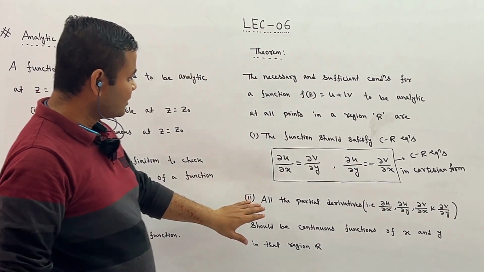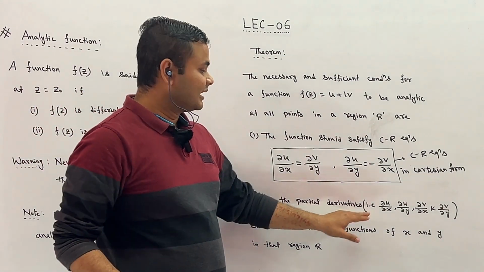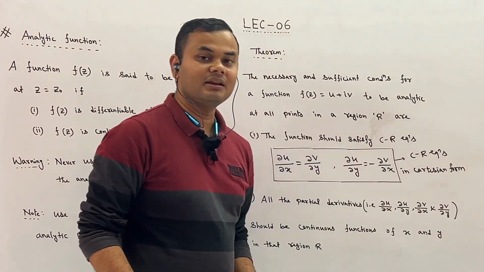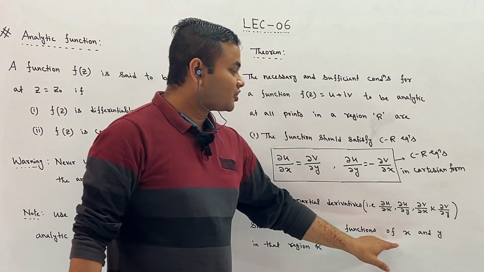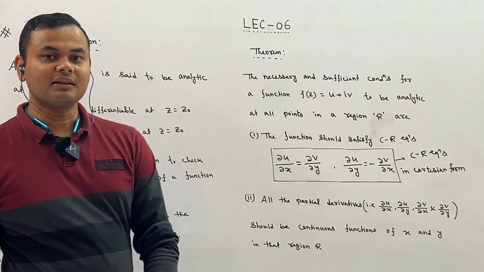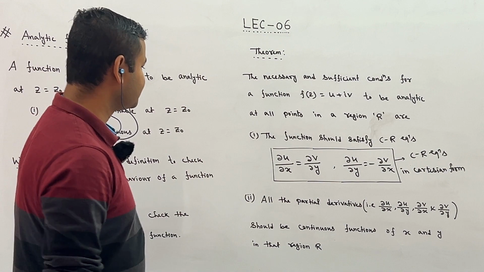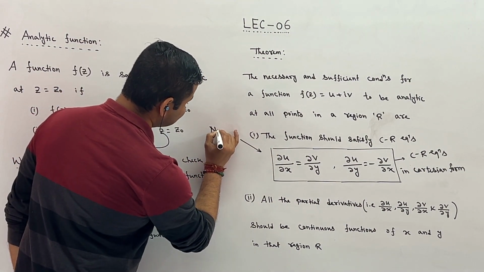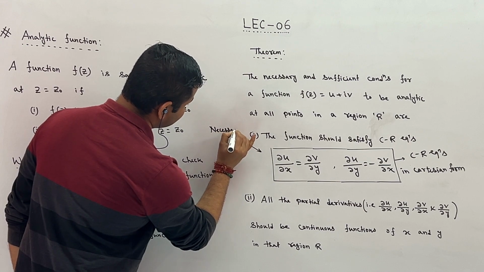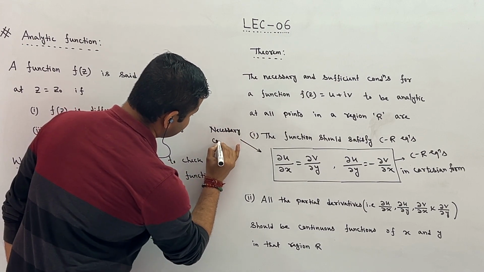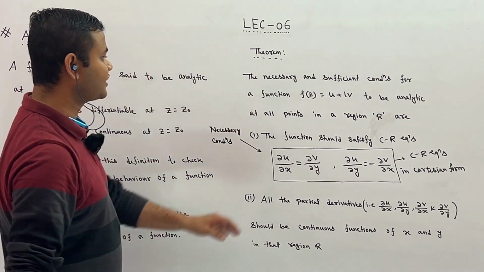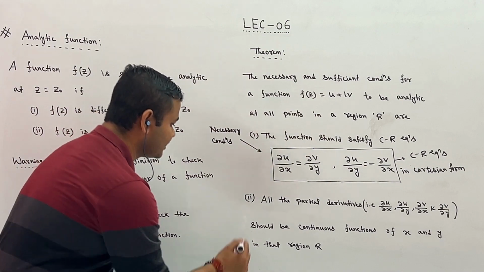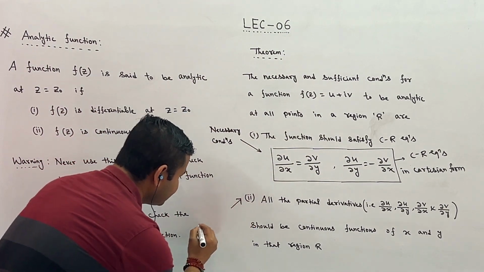Next condition is that all the partial derivatives, that is del u by del x, del u by del y, del v by del x and del v by del y, should be continuous functions of x and y in that region capital R, and this is known as the sufficient condition. So this one is known as the necessary condition, for a function f of z to be analytic at all points in a region capital R, and this is known as the sufficient condition.